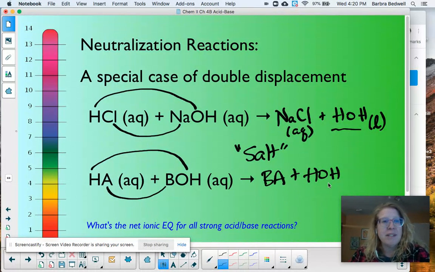And then our other product is water. So literally, anytime we do an acid-base reaction, and I don't have to put air quotes around that, your two products are salt and water. That's the definition of it.